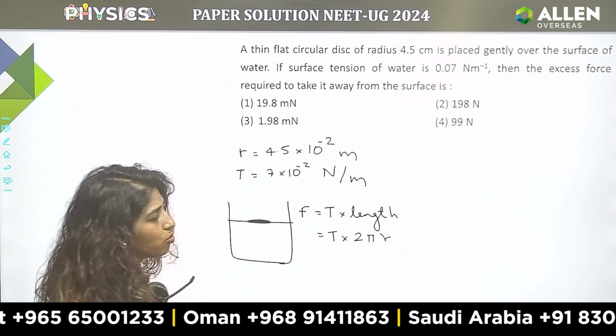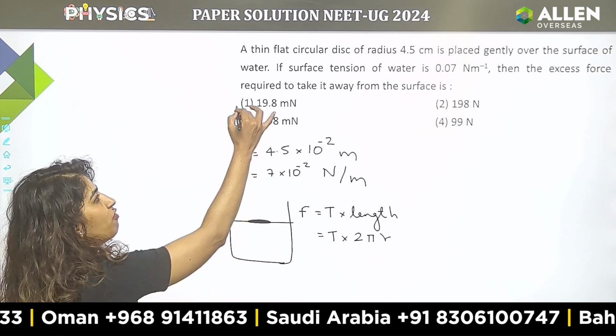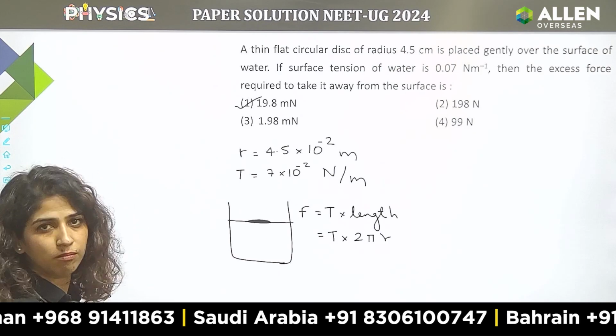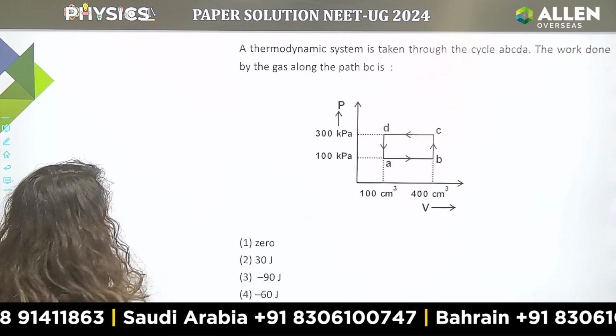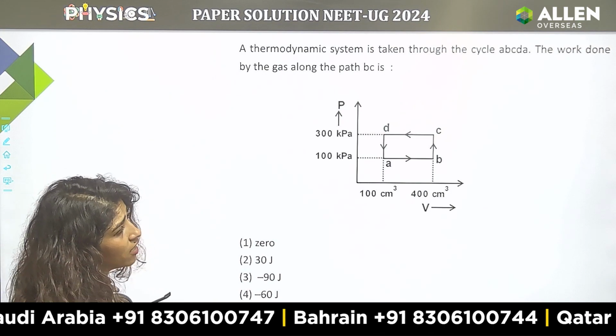Now substituting all the values of T and R in it, you will get the value of F as 19.8 millinewton. Next question, thermodynamic system is taken in a cycle A, B, C, D.